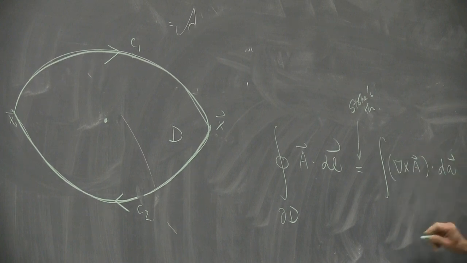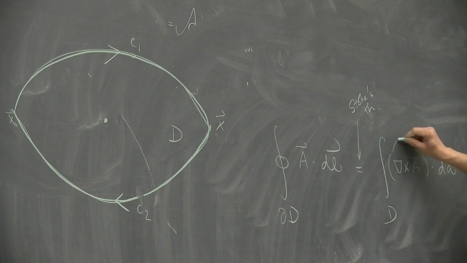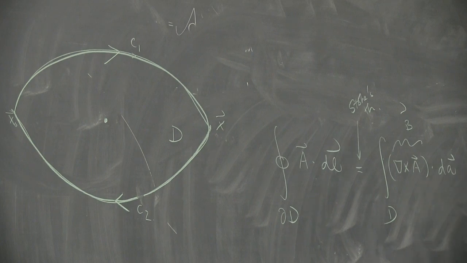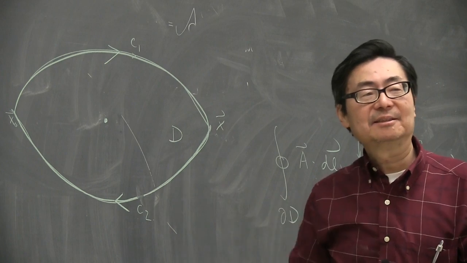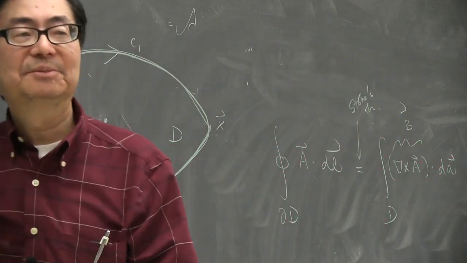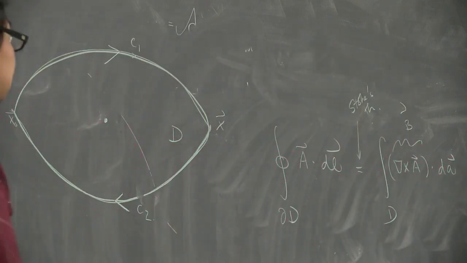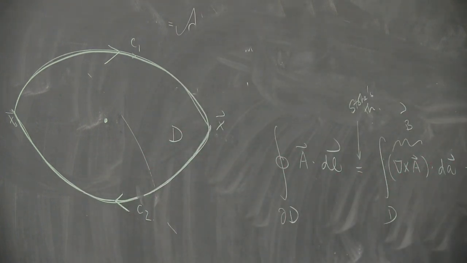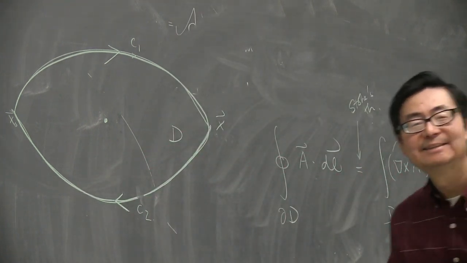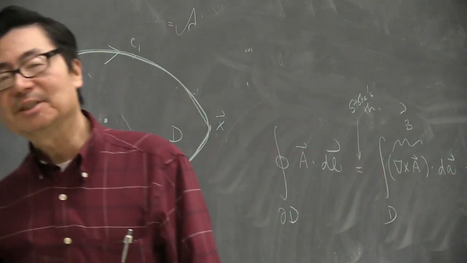dA over D, okay, over D. But what is del cross A? B. And what is that? The flux. As long as there's some magnetic field here, the magnetic flux is not equal to 0. We can even cook it up so that that flux is constant. Not 0, okay? Flux tube.